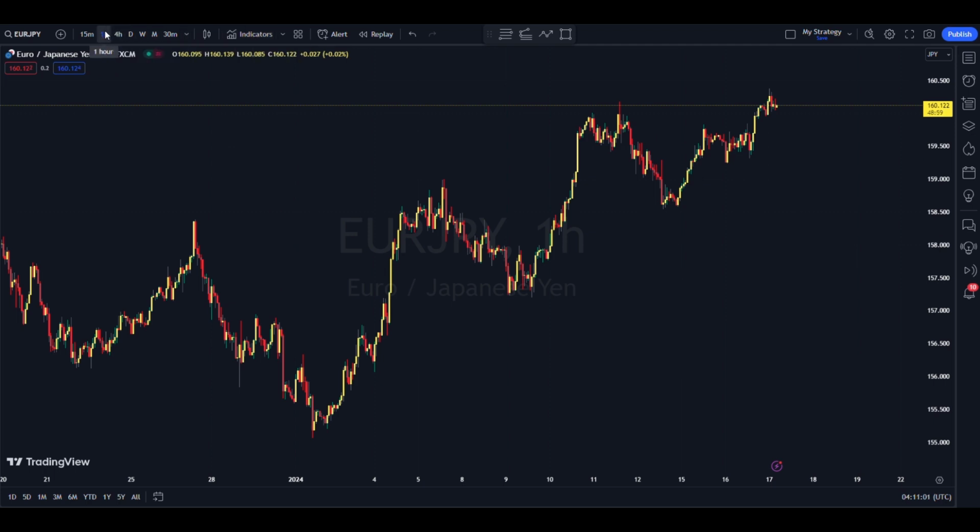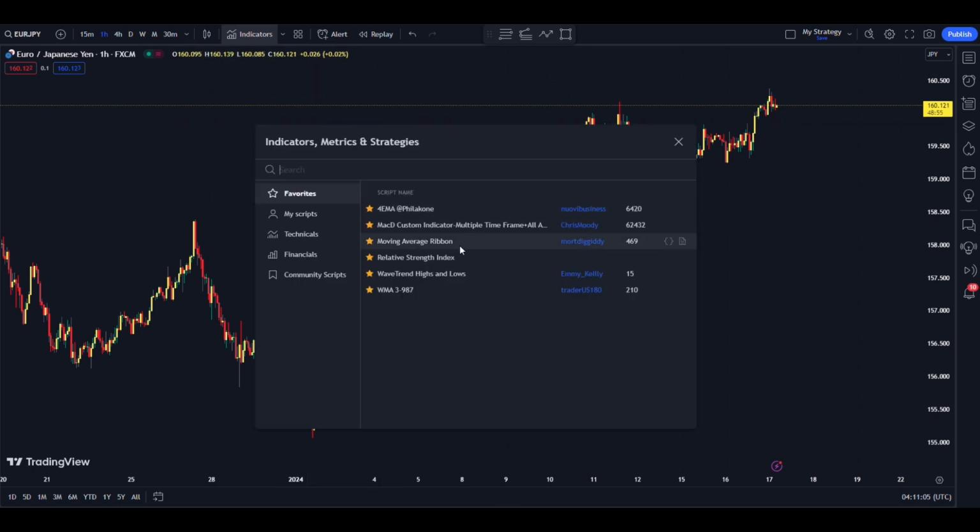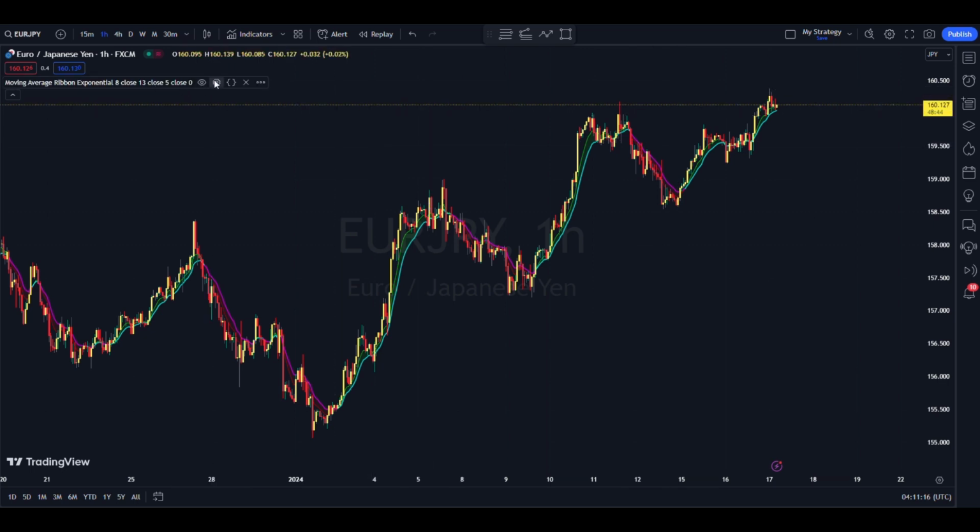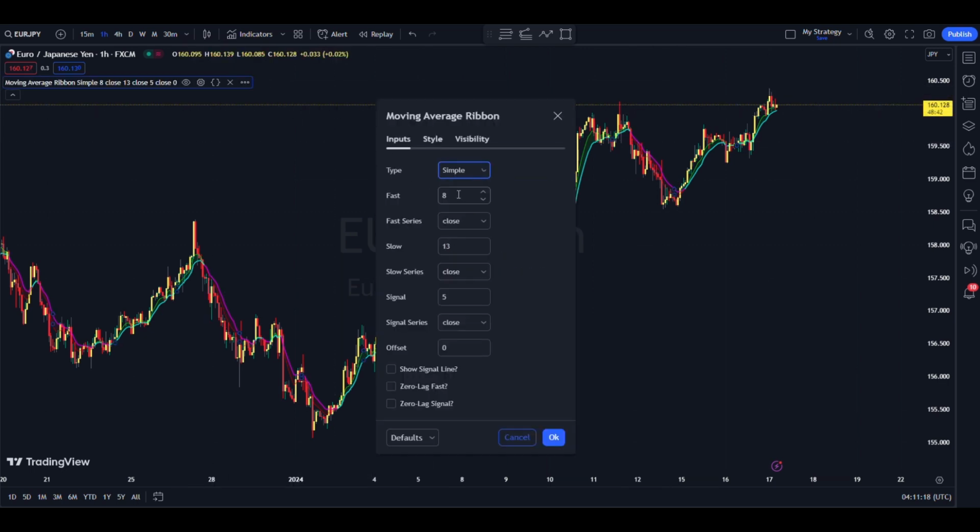As usual, we will only use two indicators to build our strategy. The first one is the moving average ribbon developed by Mort Diggity, and the second one is the WaveTrend High and Low developed by Emmy Kelly. Let's fine-tune the settings of these indicators. The moving average ribbon will use the 50 and 100 simple moving averages. We will not use the signal line and will uncheck it from the settings.